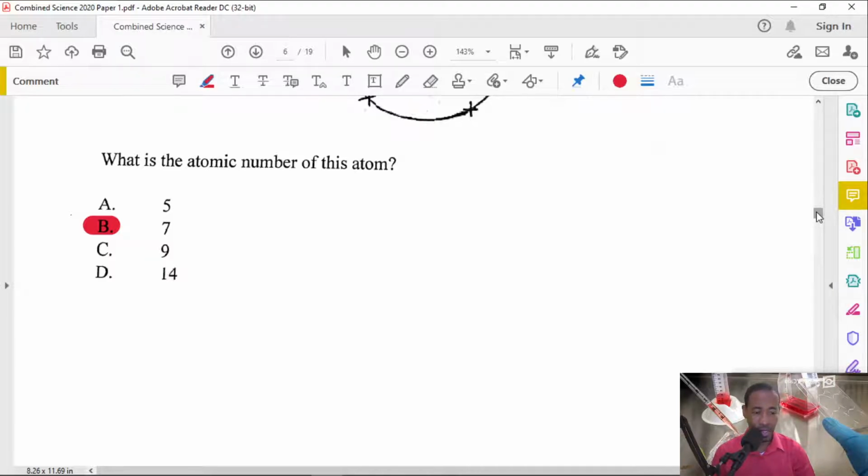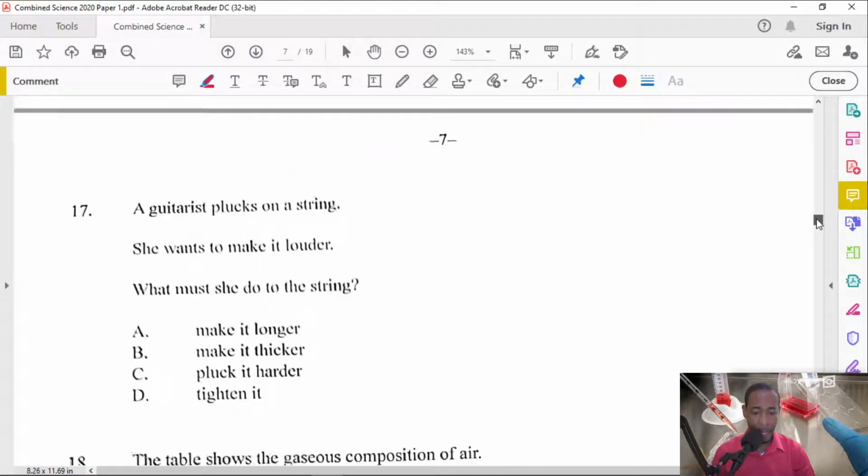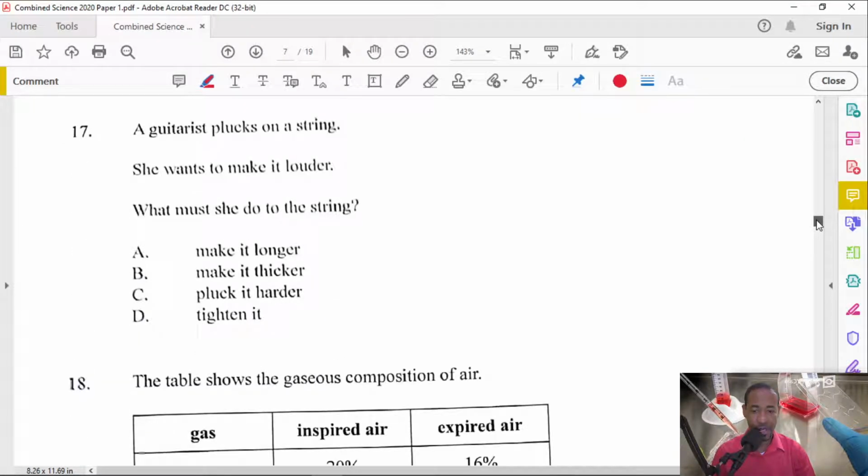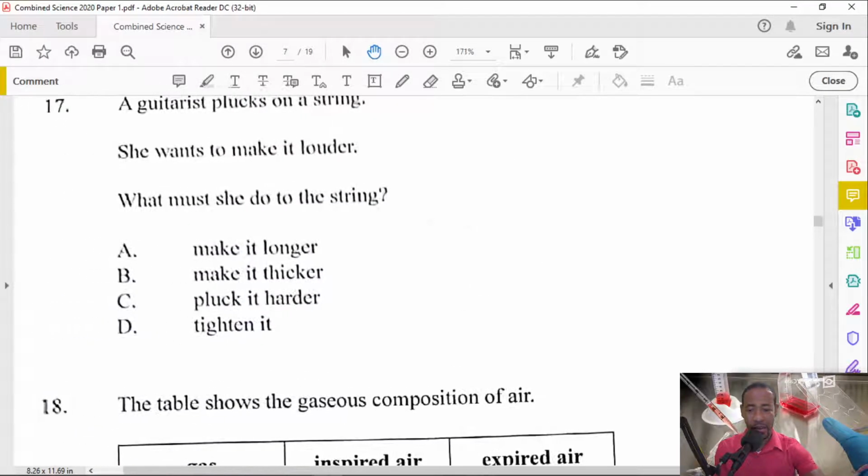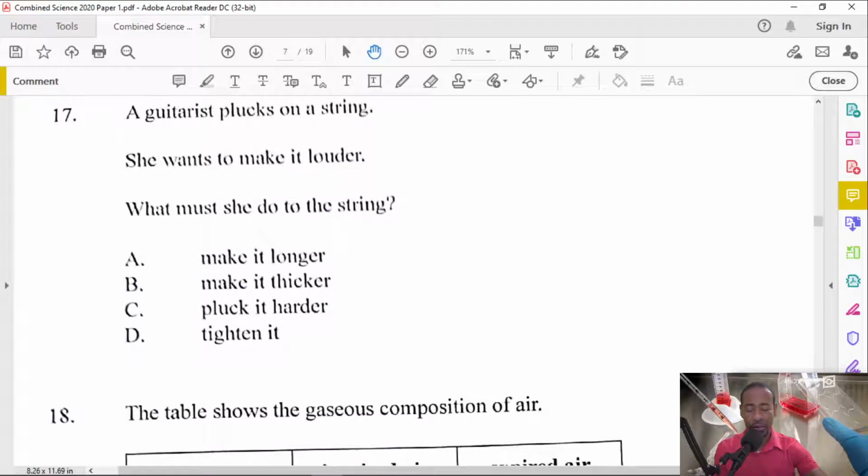Now, question number 17. All right, and question number 17 asks that a guitarist plucks on a string. She wants to make it louder. What must she do to the string? So there are a number of things you need to consider when looking at this question. We talk about the loudness of a guitar, and remember, loudness generally depends upon the amplitude. If we were talking about pitch, then pitch depends upon the frequency.